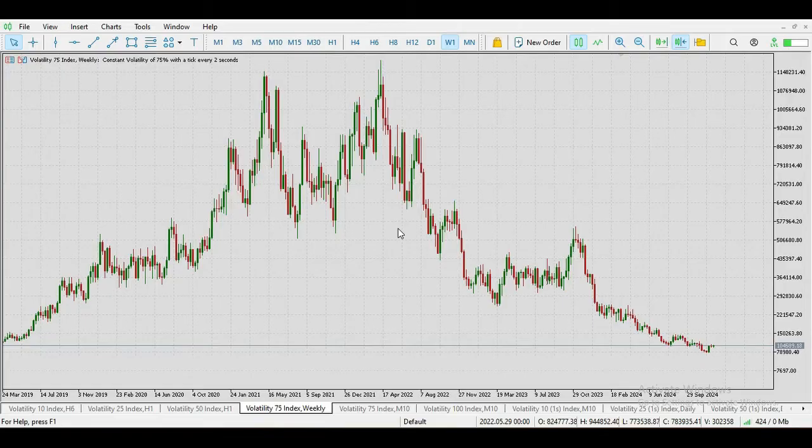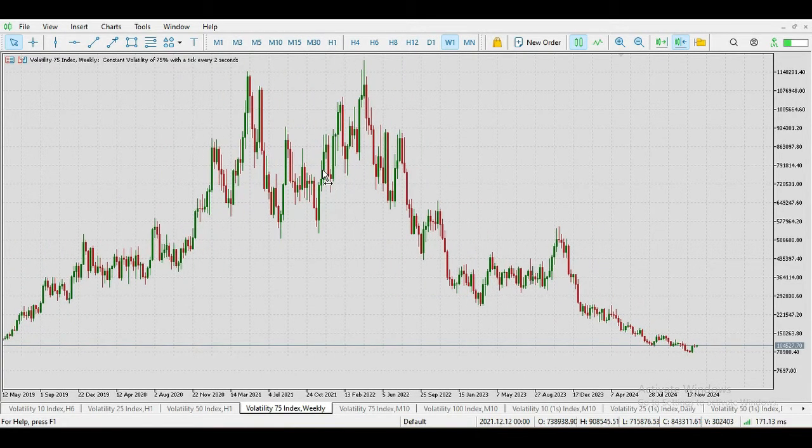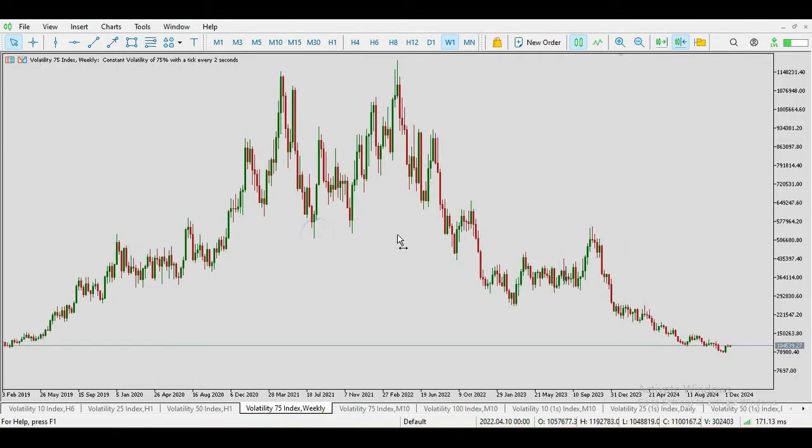Because if you can spot the direction of the market, it simply means you can spot where the price is actually heading to. Now, on my screen, you will discover that this is the Volatility 75 weekly time frame, and everything you're going to see here is just a simple analysis. No fancy tools, no indicators, right? Just a simple analysis. Good. I went ahead to take out my grid so everything looks plain.